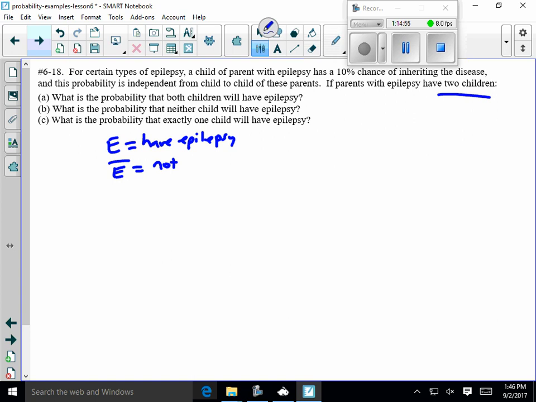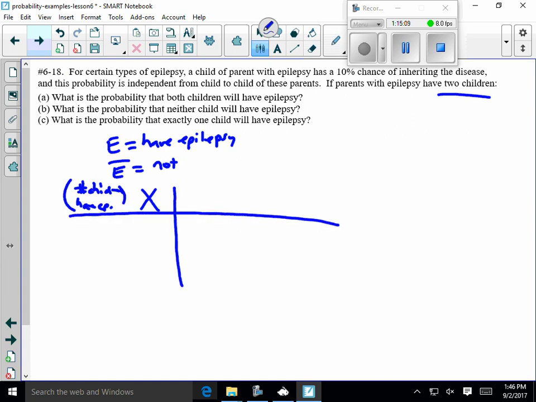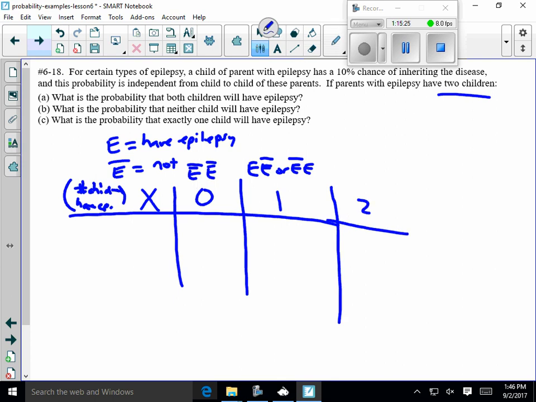I'm really interested in how many of the children have epilepsy. So let's make a random variable, I'll call it X, that represents the number of their children who have epilepsy. Okay, so the possibilities are they could have no children with epilepsy, which specifically would be the first child does not and the second child does not, or they could have one child, which means the first one does and the second one doesn't, or the first one doesn't and the second one does, or both of them could have epilepsy, which means they both did.